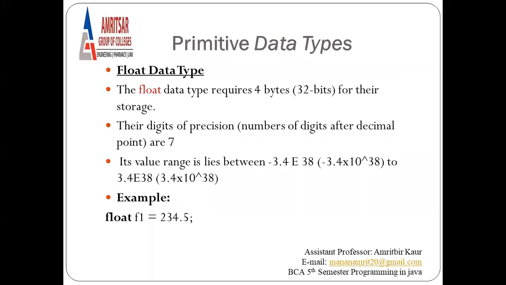If we use the float data type, it requires 4 bytes, and the digits of precision are 7, meaning after the decimal there will be 7 digits. The range lies between -3.4 into 10 power 38 to 3.4 into 10 power 38. To use float, first we use the keyword float, then our variable name equals to value. Like float f1 equals to 234.5.